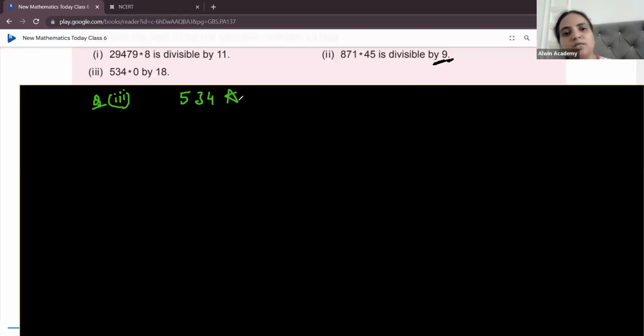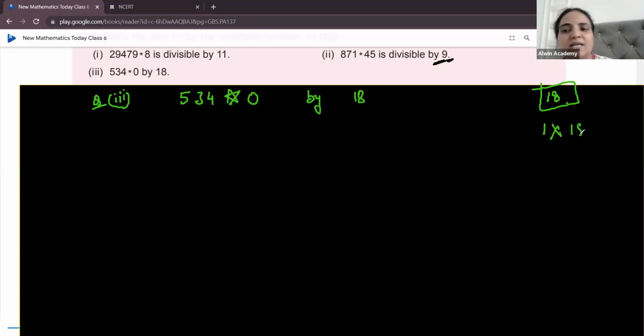534*0 divided by 18. Because you don't know the divisibility test of 18, what have I told you to do? If they ask you the divisibility test of numbers like 18, you try to find out all the factors.